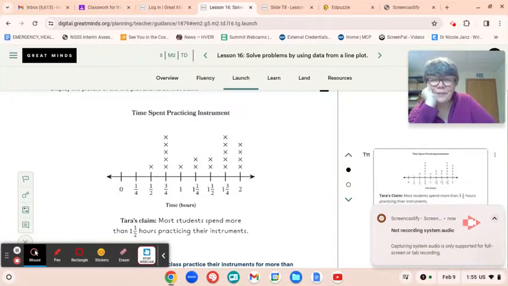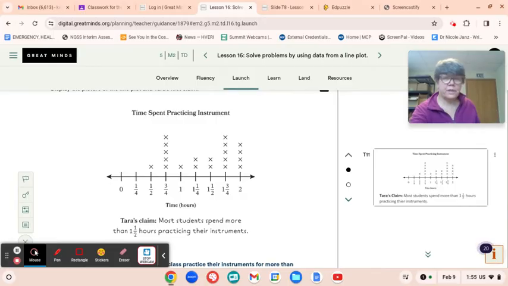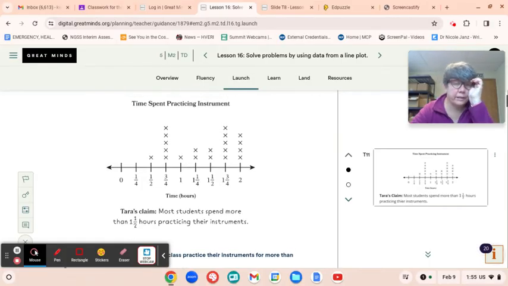This is the first video, and we are using line plots to represent data sets that have fractions and to analyze data and solve problems. So here you can see we have a problem right here. Time spent practicing instrument. And Tara's claim is that most students spend more than 1.5 hours practicing their instruments. And we are going to say whether we agree or disagree with Tara's claim. So most students spend more than 1.5 hours practicing their instruments.